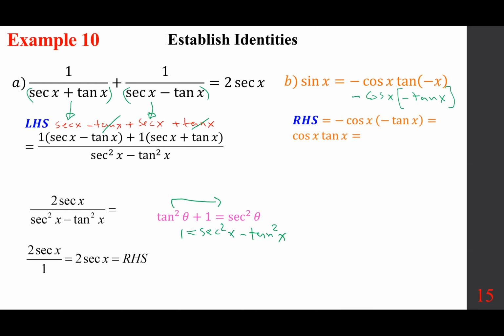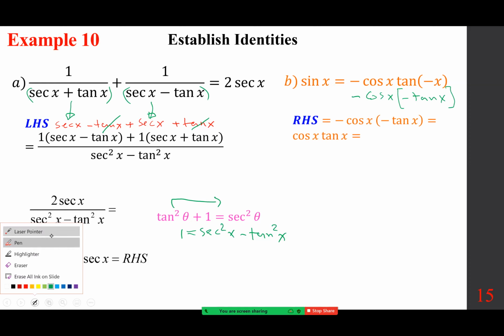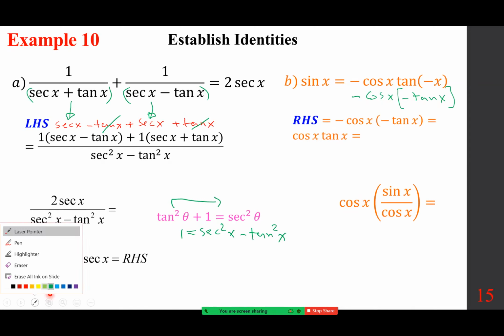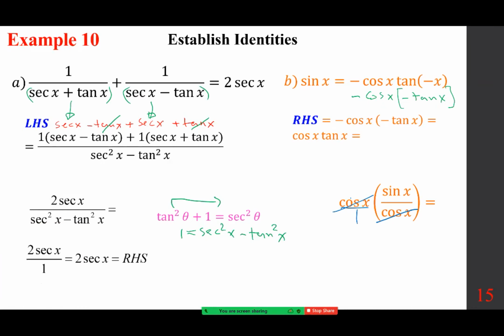So I want to make sure we understand what's going on. The product of these two, because tan of negative x is the same as negative tan x, negative times negative makes it positive, cosine x tan x, and we know tan x to be sine over cosine. So this cosine cancels out this cosine. The answer is sine x, which is the left-hand side, we just proved it.